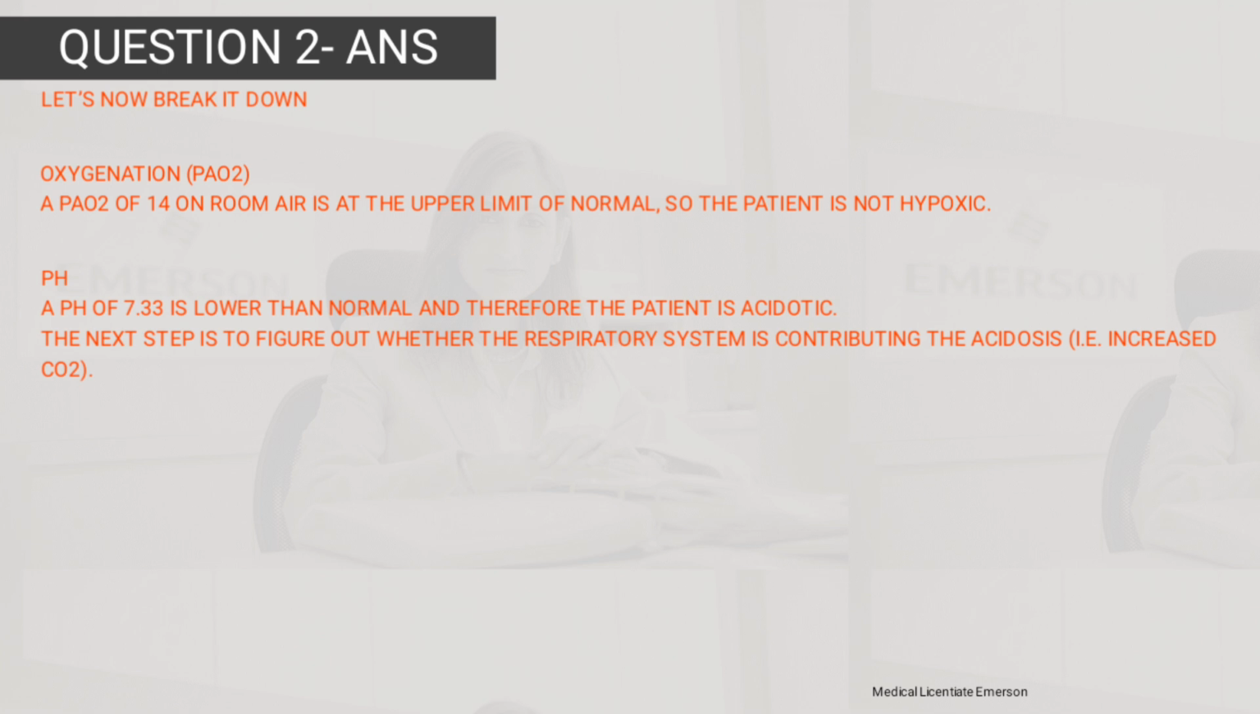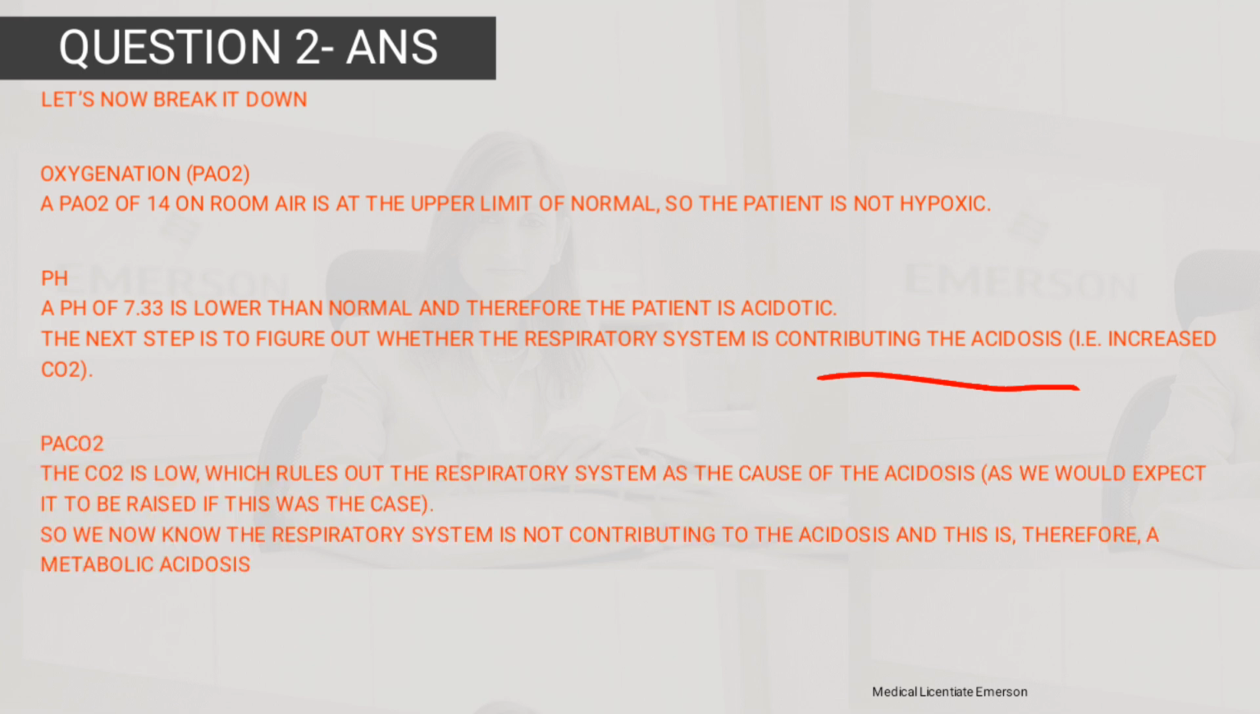So the next step is to figure out whether the respiratory system is contributing to the acidosis. That is, if there is increased carbon dioxide. So the partial pressure of carbon dioxide is low, which rules out the respiratory system as the cause of the acidosis, as we would expect it to be raised if this was the case.